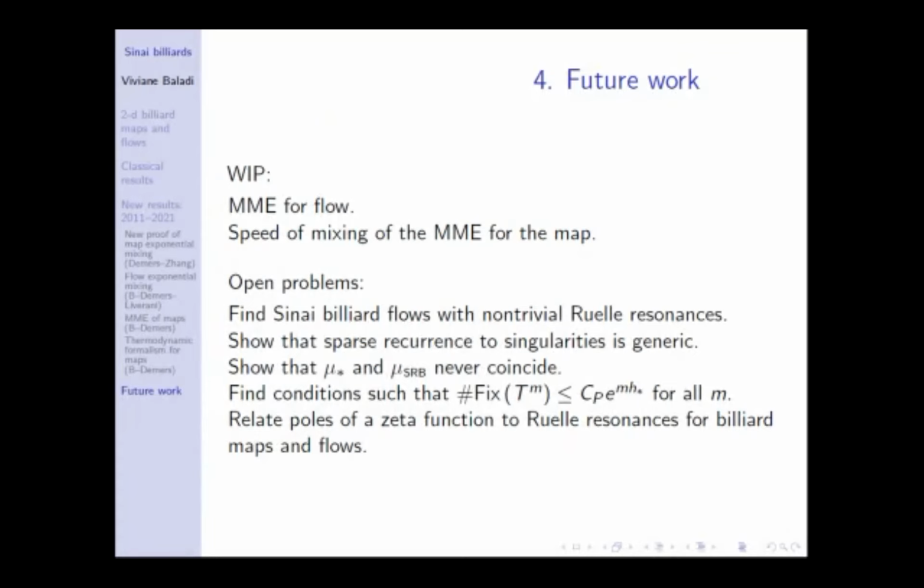I mean, finding real resonances for the flow. I told you we have examples of real resonances for the map, but we don't know any single example of a billiard flow where we can say that besides 0, there are some other eigenvalues of the generator. We want to show that this condition of sparse recurrence to singularities is generic. We would like to control the number of periodic points, and maybe I can end with that.